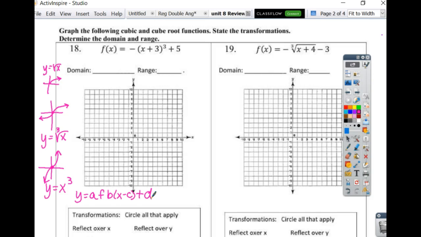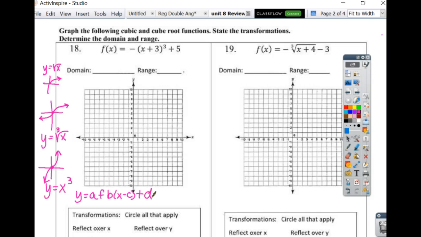There's only one other transformation. If the A is negative, what does that mean? It's a reflection over X. And if the B is negative, it's a reflection over the Y. So they all work the same, right? All you have to know is these 3 things, and you can get these all right.